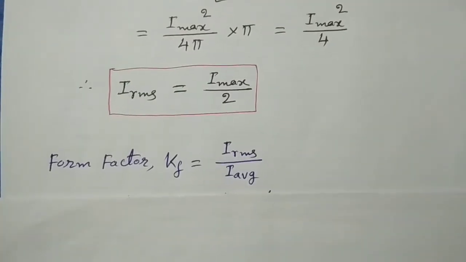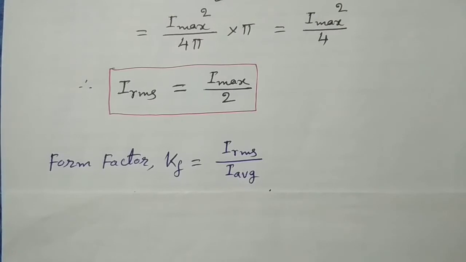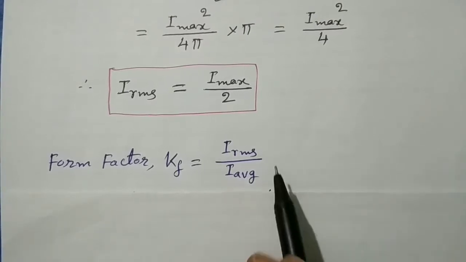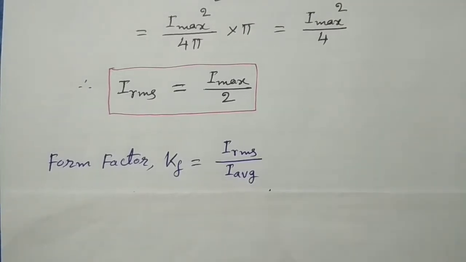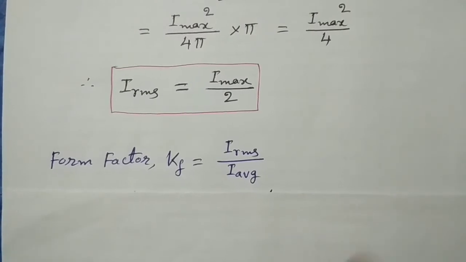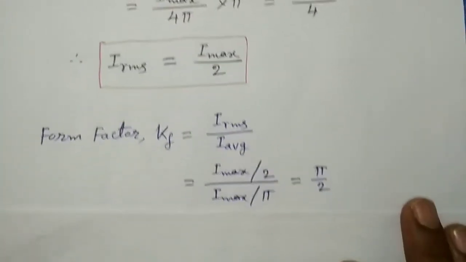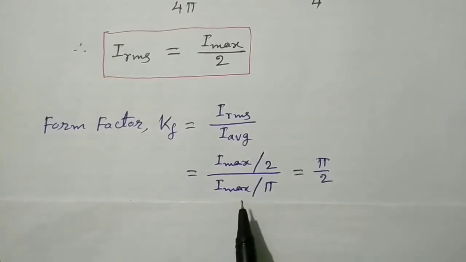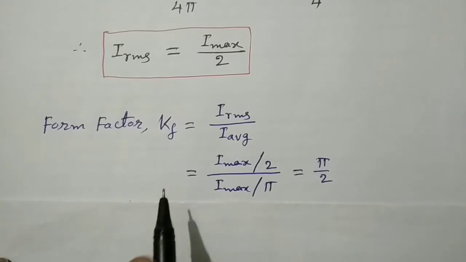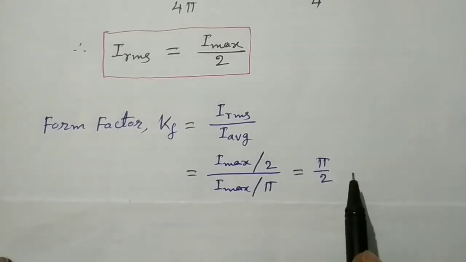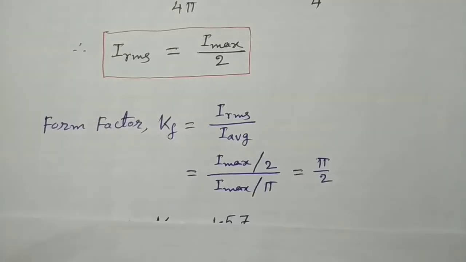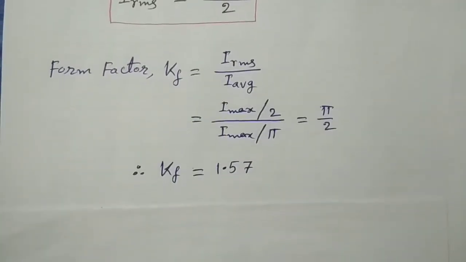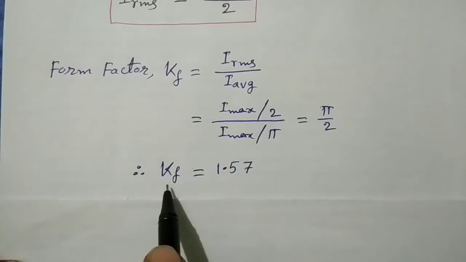Next is the form factor. As we know, the form factor is IRMS upon I average. Here the IRMS value was I max by 2 and the I average was I max upon pi, that we have calculated. So finally the form factor will be pi by 2, and its value will be 1.57.